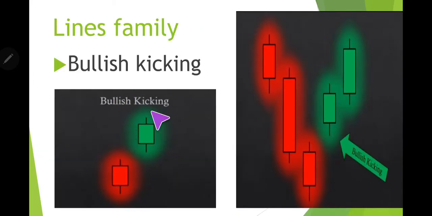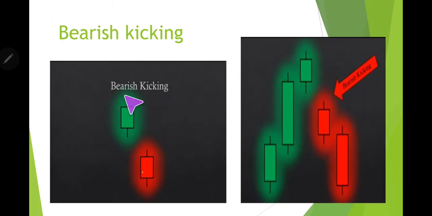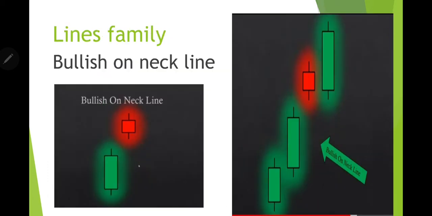Bullish kicking, you can imagine if that green candle was situated next to that red candle, and all of a sudden someone has kicked that position to move from down there to up there. So the bullish kicking position will appear at the bottom of a downtrend, signaling reversal to the upside. Bearish kicking is the mirror image of what we spoke about. The bearish kicking will appear on top of an uptrend to signal a reversal to the downside.